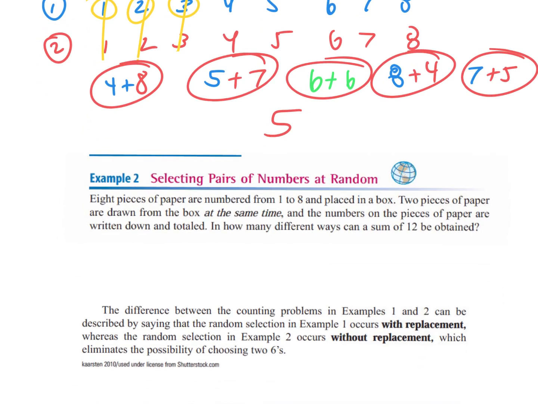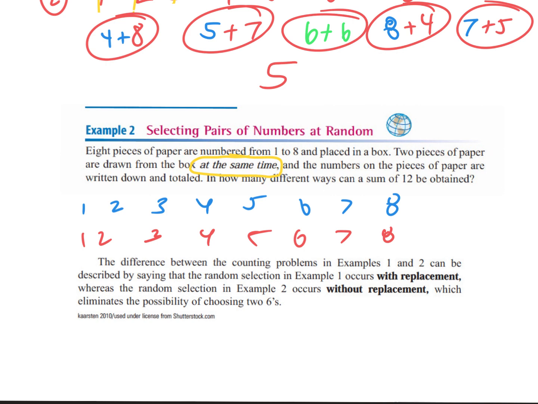Now look, the second scenario. Same thing. I have 8 pieces of paper. 1, 2, 3, 4, 5, 6, 7, and 8. It says 2 pieces of paper are what? Are drawn at the same time. And the numbers are written down. Now, how many possibilities could there be if the numbers are drawn at the same time?